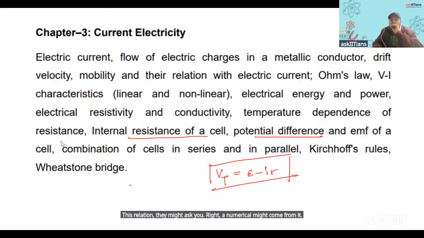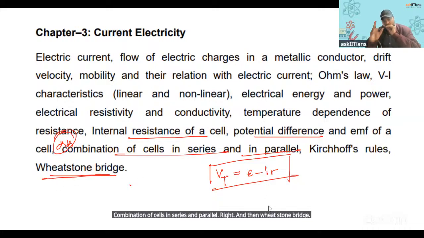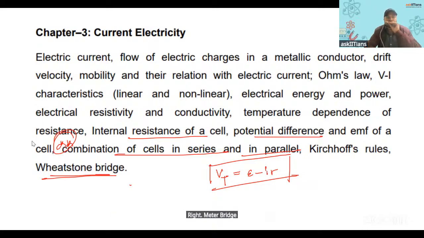Then we have combination of cells in series, very, very important. This might come. Combination of cells in series and parallel. And then Wheatstone bridge. Meter bridge is not there.